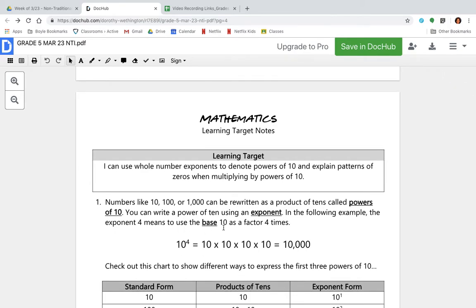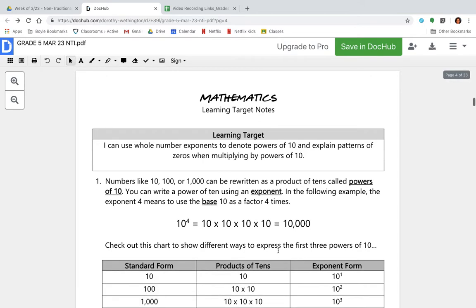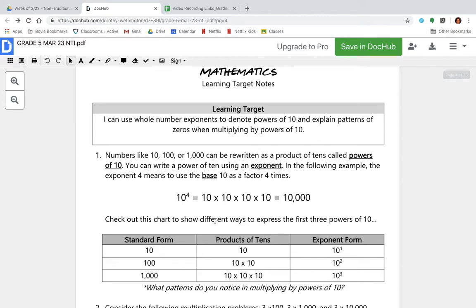In the following example, the exponent 4 means to use the base 10 as a factor 4 times. 10 to the fourth power equals 10 times 10 times 10 times 10, which equals 10,000. Check out this chart to show different ways to express the first 3 powers of 10. Standard form, products of 10, exponent form.